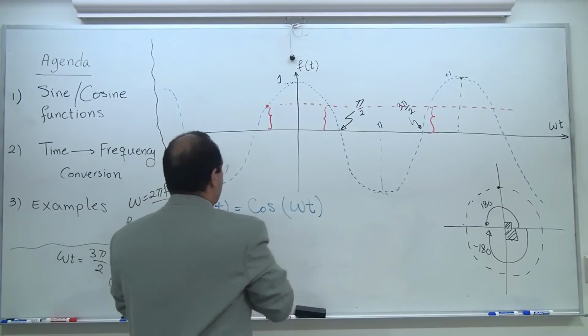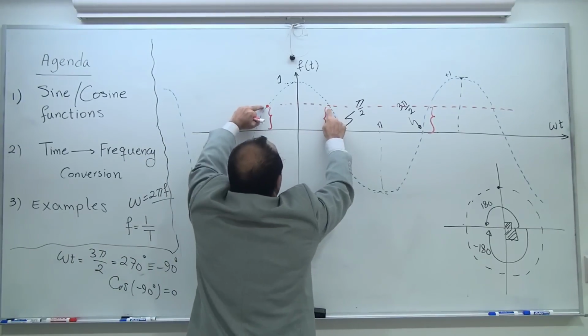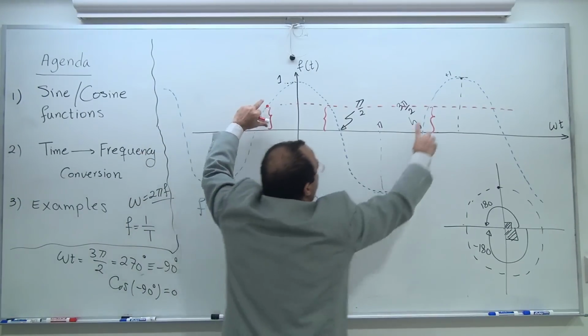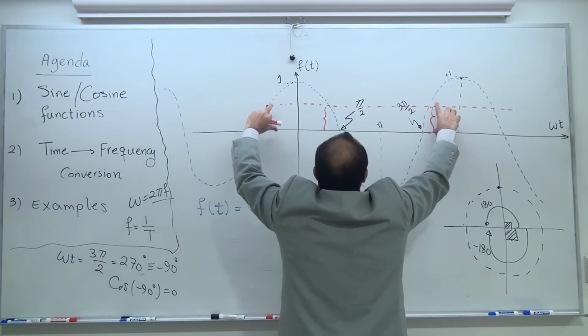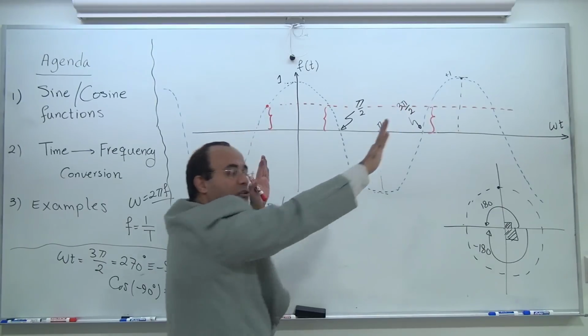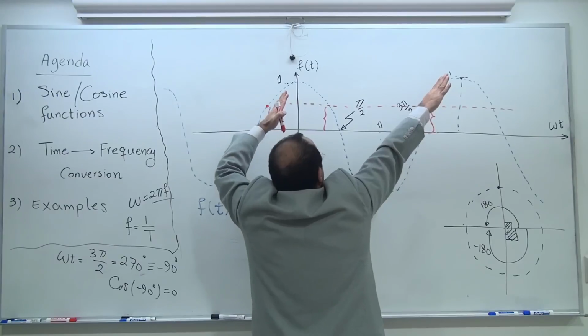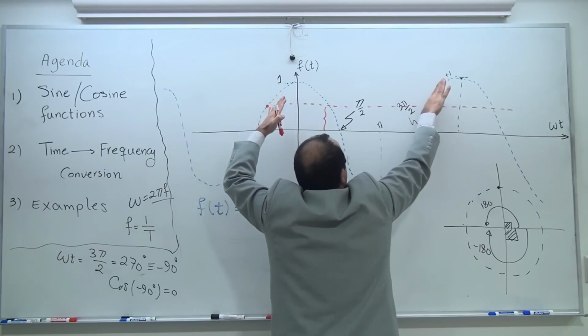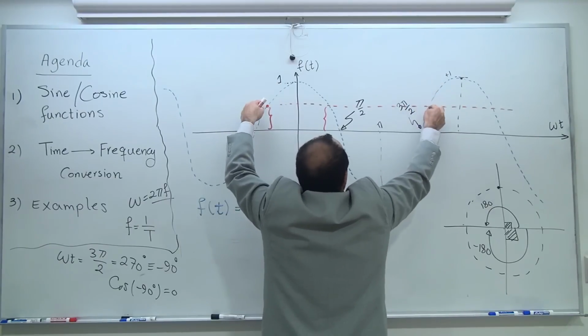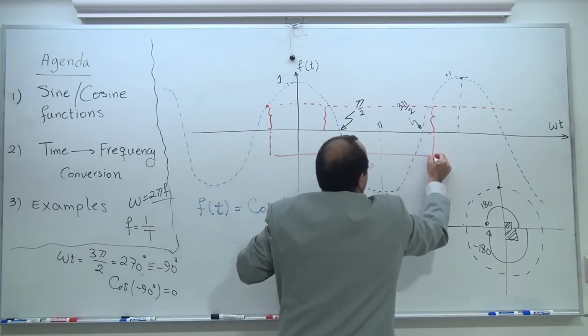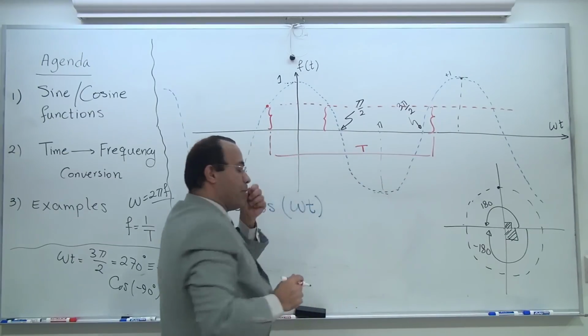Now, although this has the same height as this, I'm not going to use this. Not only do I want the height to be the same, but I want the trajectory to be the same. This one is going up and this one is going up. The slope here and the slope here is the same. If I can identify these 2 points, then this is my T, the period of the signal.